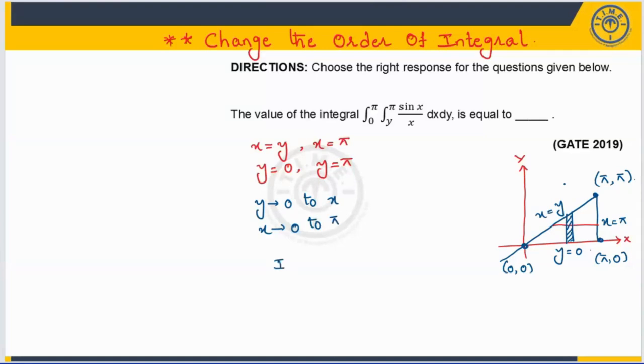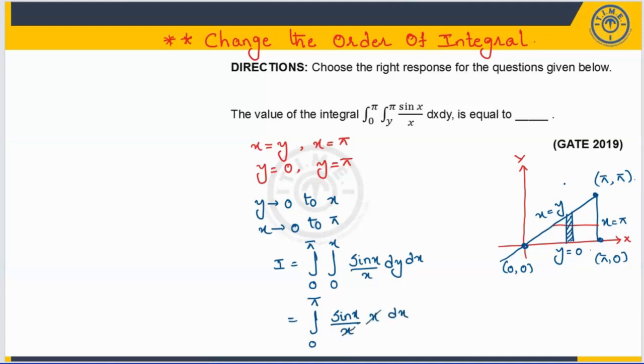So then the value of that integral will be the integral from 0 to pi, integral from 0 to x, sin x by x, dy dx. Now, if we are integrating with respect to y, the integral of dy is y, and the limits are from 0 to x.